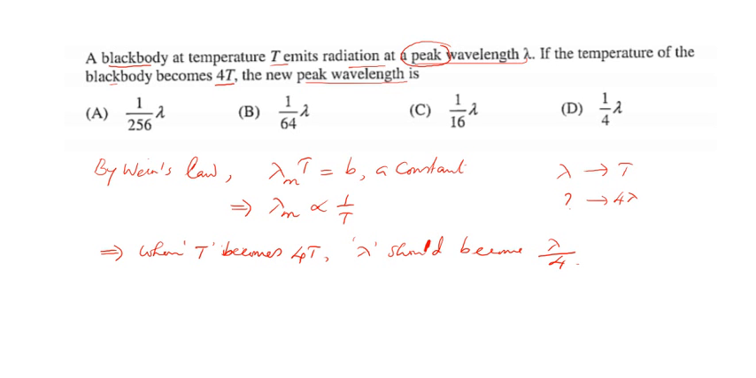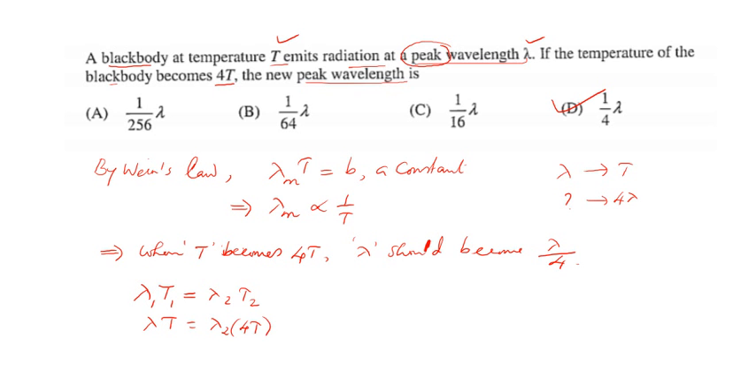Or you can just write it as a conditional problem. Lambda into T is a constant. So that is for first T and first lambda, so lambda 1 T1 should be equal to lambda 2 T2. If you want, you can write like that. So lambda 1 is lambda, T1 is T, lambda 2 is not given to you, so let's say lambda 2, that is what you have to calculate. And what is T2? T2 is 4T. That is a clear numerical way.